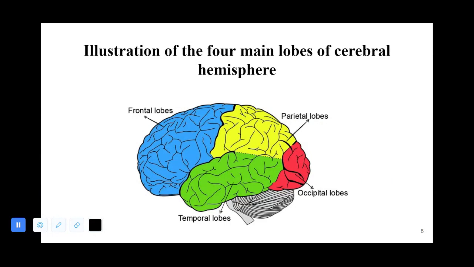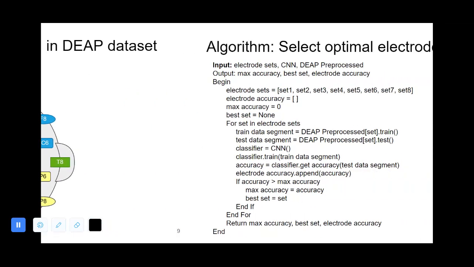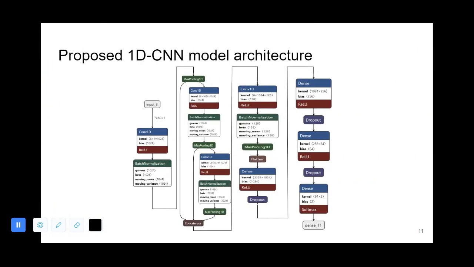So here is the illustration of the 4 main lobes of the cerebral hemisphere, which are the frontal lobes, parietal lobes, occipital lobes, and temporal lobes. Here we can see the position of the 32 electrodes used in the DEAP dataset on the skull. This is our proposed algorithm for selecting the optimal EEG electrode set. We take the electrode set and preprocessed DEAP data as input for the CNN, and the max accuracy based set and electrodes accuracy as output. So this is our proposed 1D CNN model architecture. We have used residual connection, a kind of skip connection.